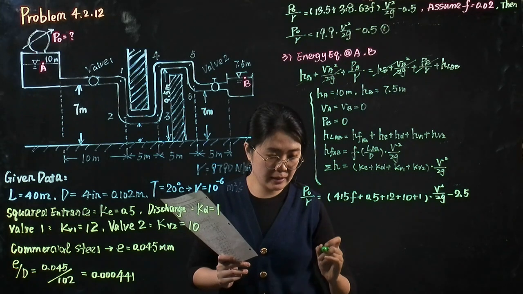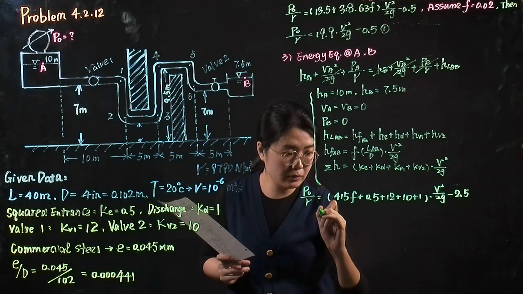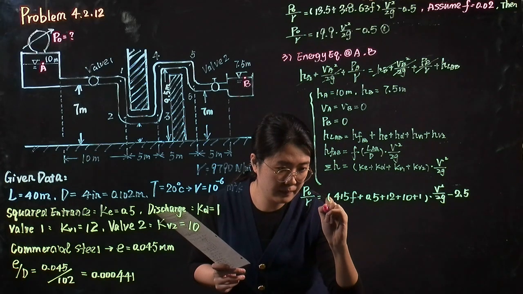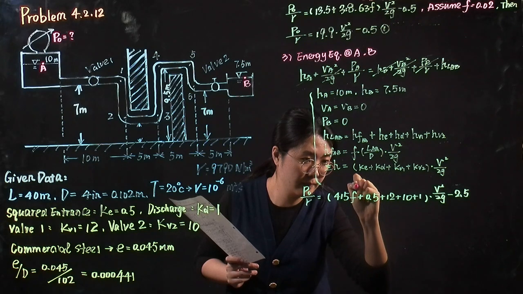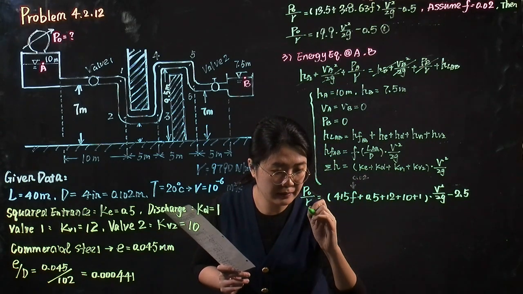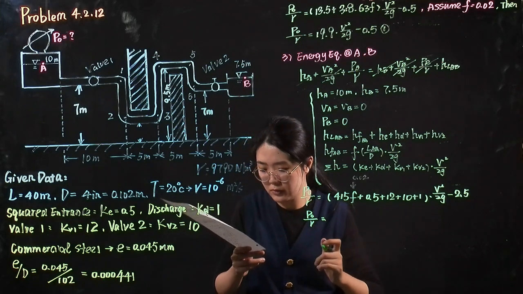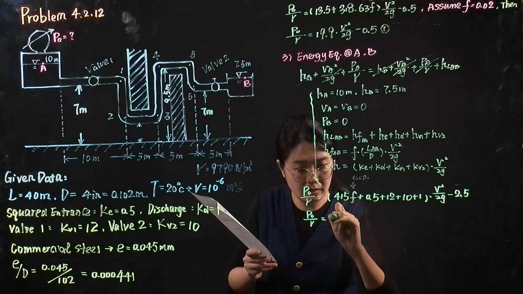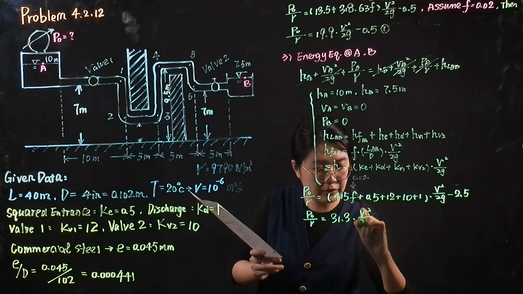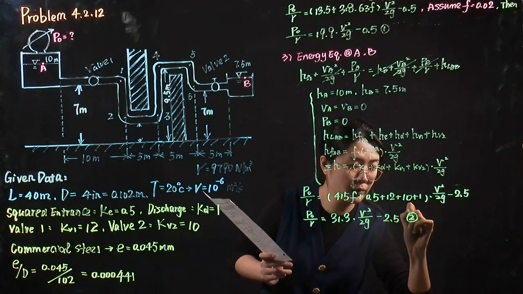And then after we bring in the friction factor based on our assumption, which equals 0.02, we can get P0 over gamma equals 31.3 times velocity square over 2g minus 2.5. We call it equation 2.